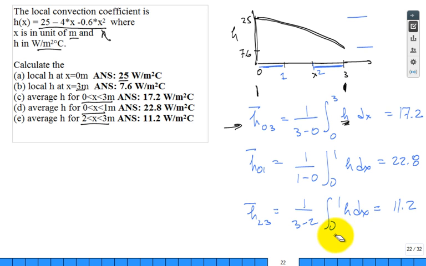Oh yeah, I copied that wrong. That should be from 2 to 3. Perfect. Thank you. Look good? You can do that? Thank you.